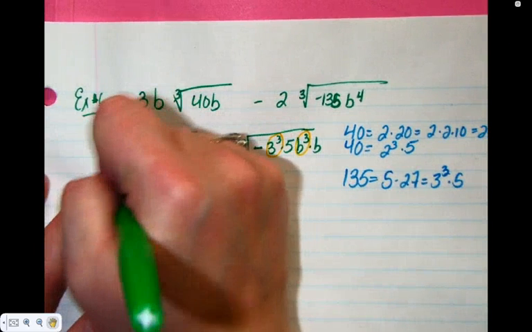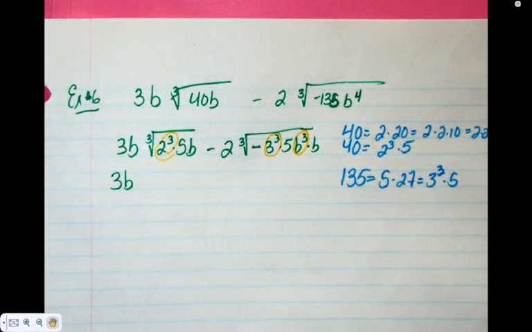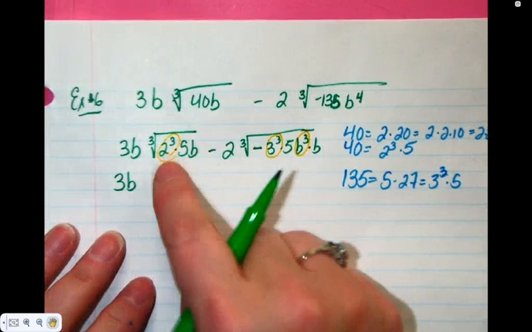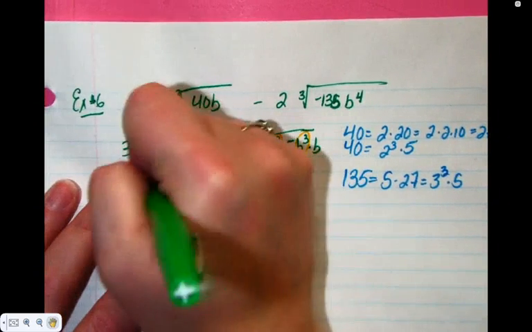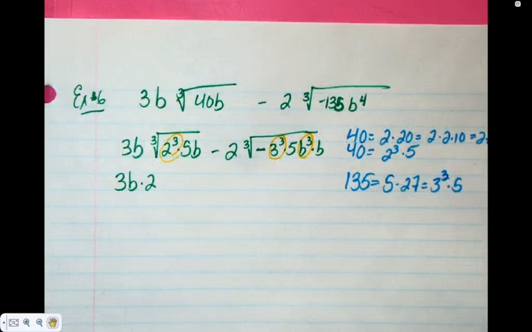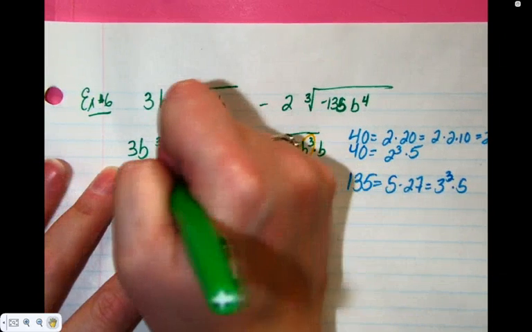So I got a 3b already hanging around there. Just leave them there. What's going to come out front? The 2 and what happens to the exponent? So I'm just going to tuck him in the back and I'll simplify him in a second. If you want to jump right to the simplifying, that's fine. What's left under my cube root?